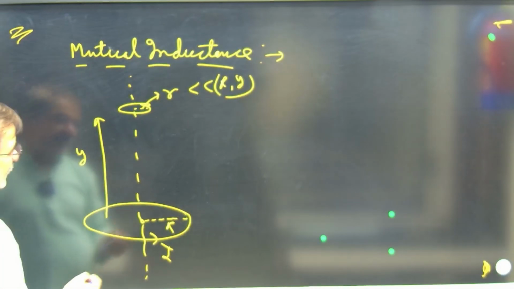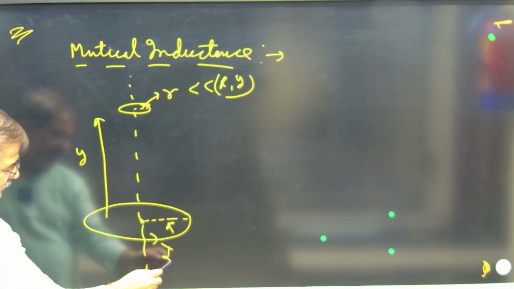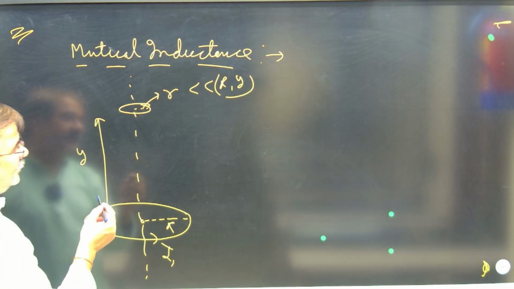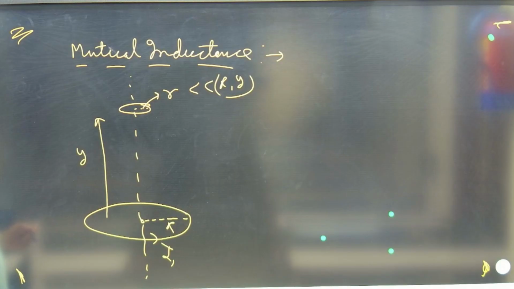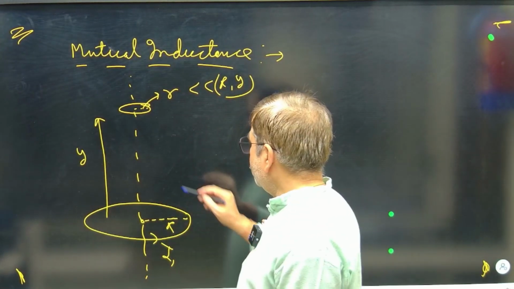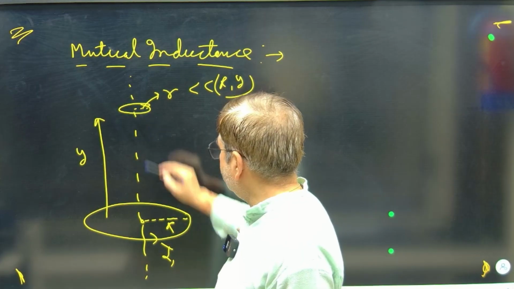Correct? So what will happen? The current here is I1 and this radius is r. I will try to find the flux associated with the second one. Okay, what will I do? I will find the magnetic field due to the first loop.